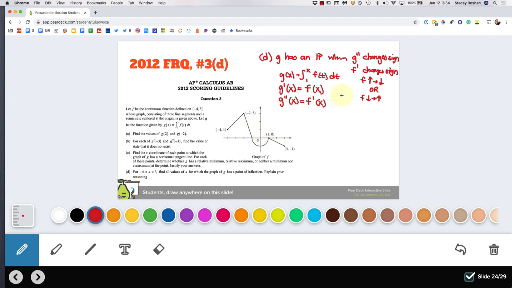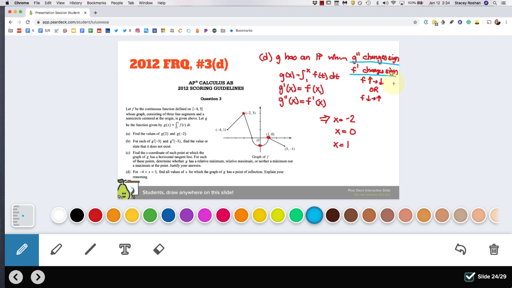And so that happens at x equals -2, at x, don't forget about this one here, that one's an easy one to miss. So here, here, and here, x equals 0, and at x equals 1. They said explain your reasoning, and we already did explain our reasoning here. They're going to be looking for when g double prime changes sign, when f prime changes sign.